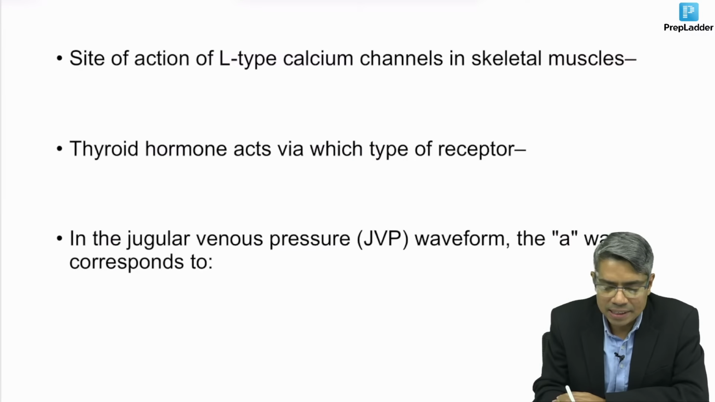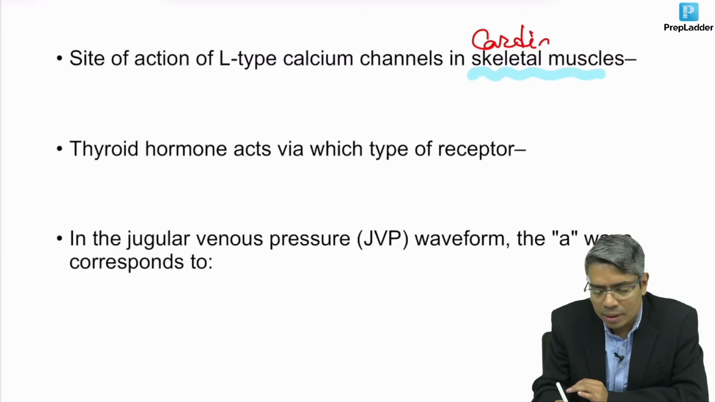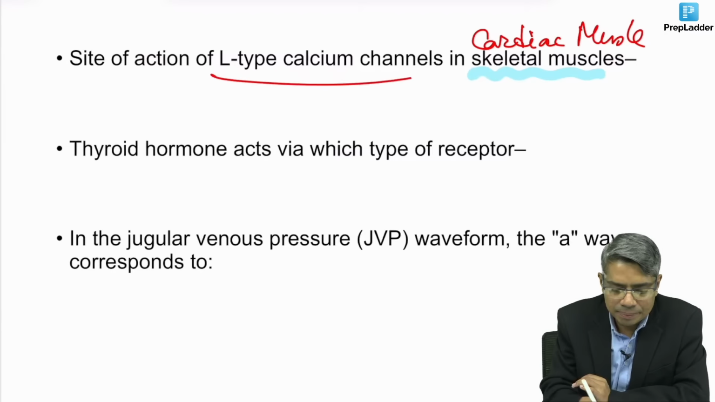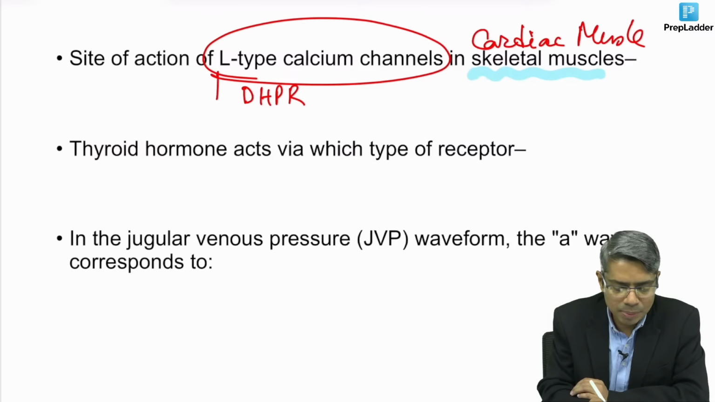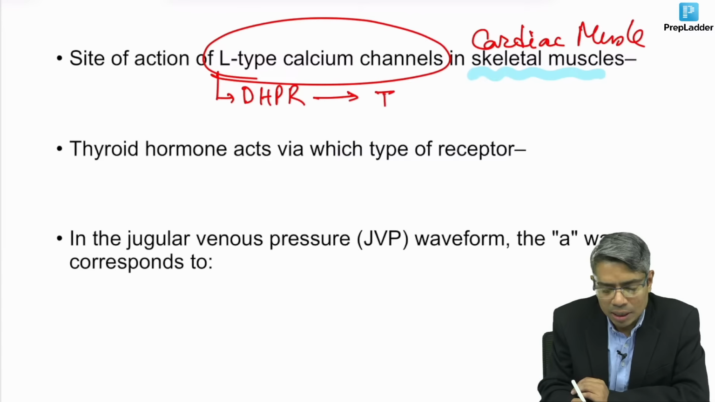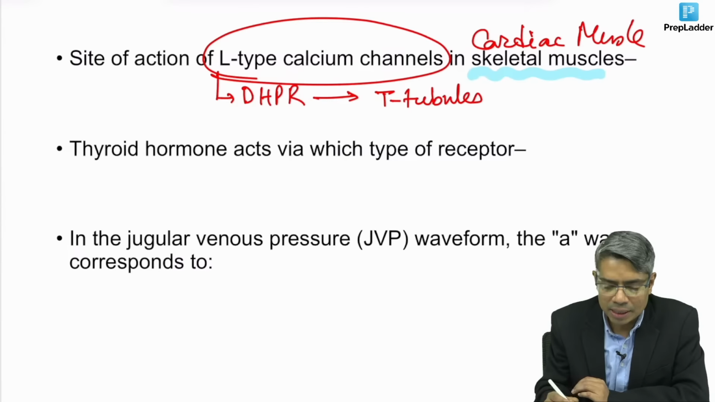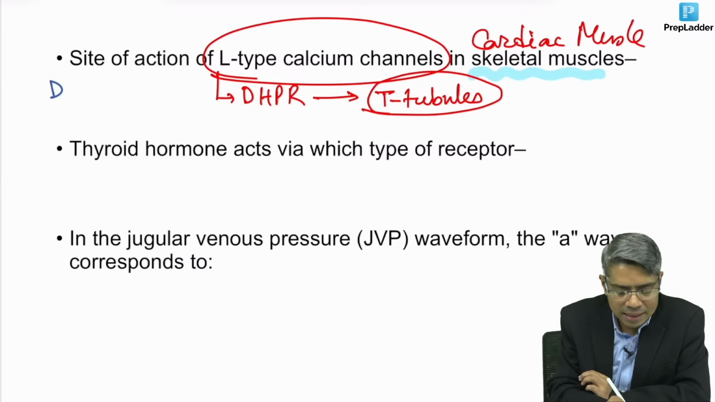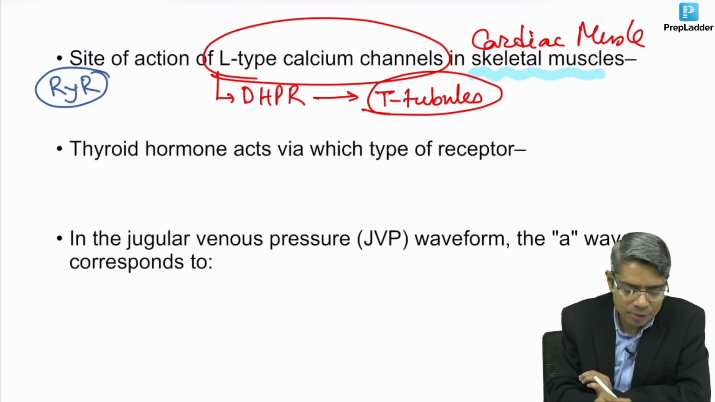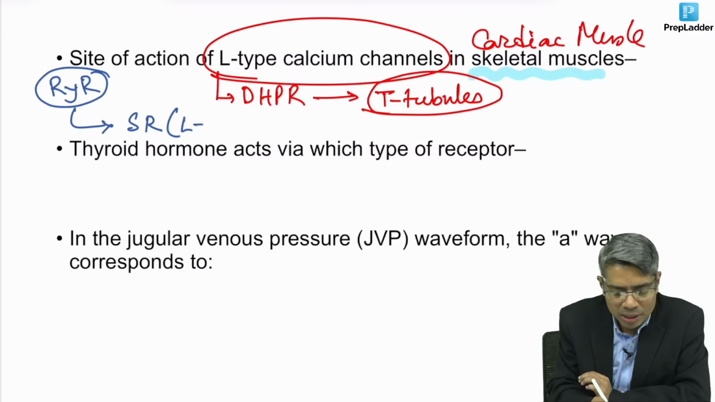Site of action of L-type calcium channel in skeletal muscle. Whether it is skeletal muscle or cardiac muscle, the L-type calcium channel is also known as the DHPR type of calcium channel, dihydropyridine receptor type. They are located on the T tubules. Parallelly, you also have to remember another calcium channel known as the RYR type of channel, the ryanodine receptor channel. These are located on the sarcoplasmic reticulum, which is also known as the L tubules, longitudinal tubules.